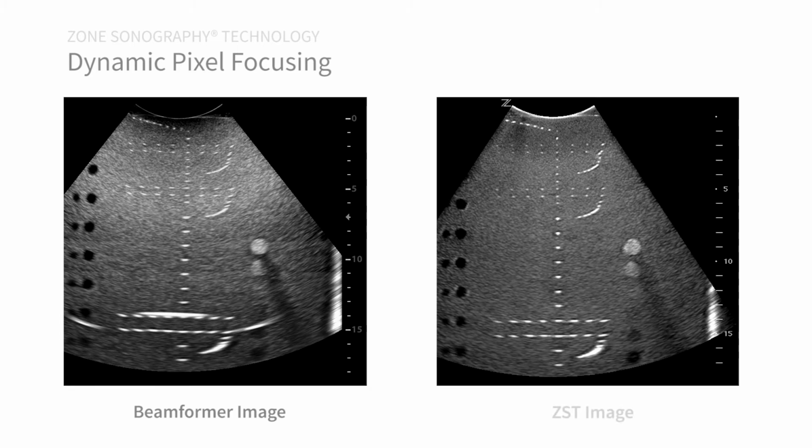Using zone sonography technology, the image on the right demonstrates how the integrity of spatial resolution is maintained throughout the depth of field. As one would expect, there is a slight splaying of the pins in the far field as the result of the normal ultrasound beam divergence. But overall, lateral resolution is significantly superior to that produced by the beamforming technology platform because every pixel is focused on both transmit and receive, every frame, every depth, every time.